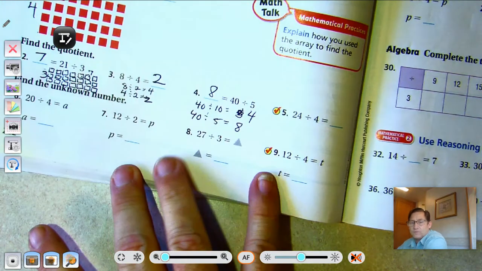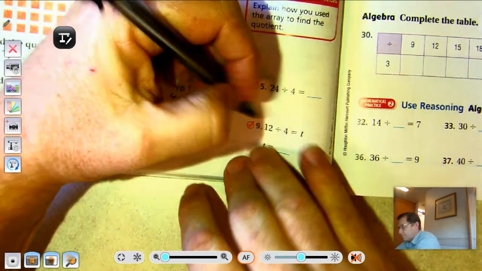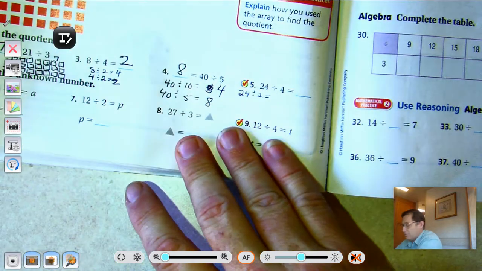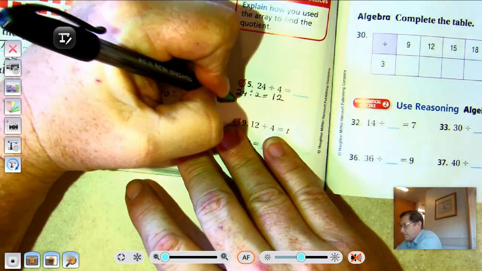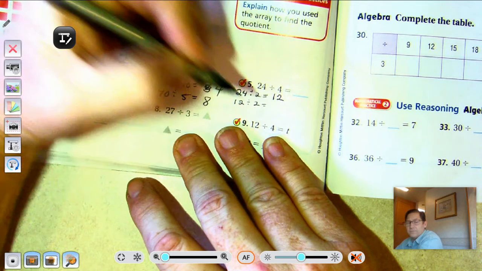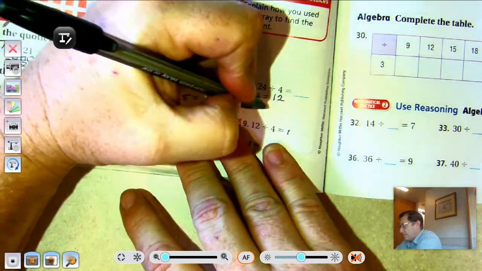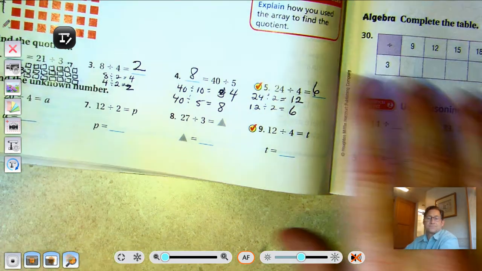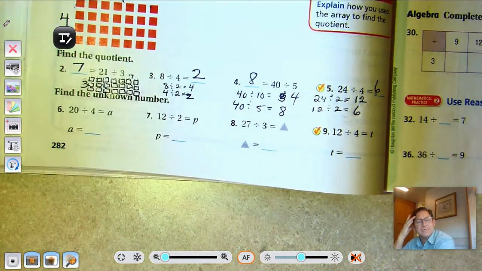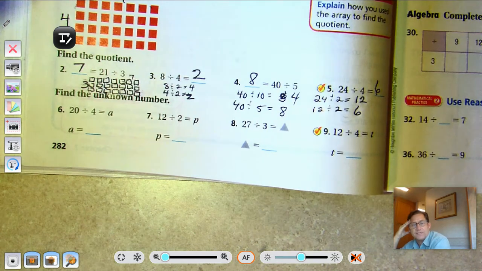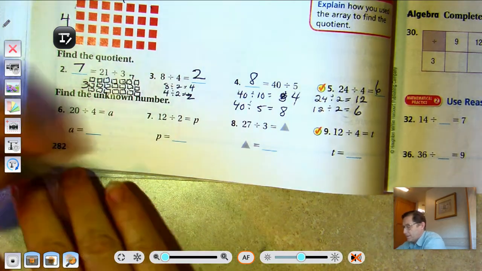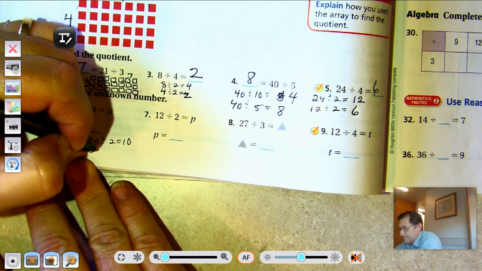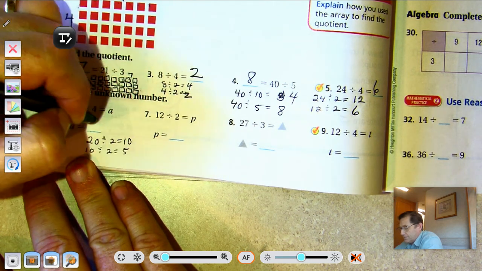24 divided by 4. So let's use the factors of 4. 24 divided by 2 is 12. Half of 24 is 12. And now divide the 12 by 2. Half of 12 is 6. And 24 divided by 4 is 6. Find the unknown number. 20 divided by 4 equals some unknown number. So 20 divided by 2 is 10. And 10 divided by 2 is 5.